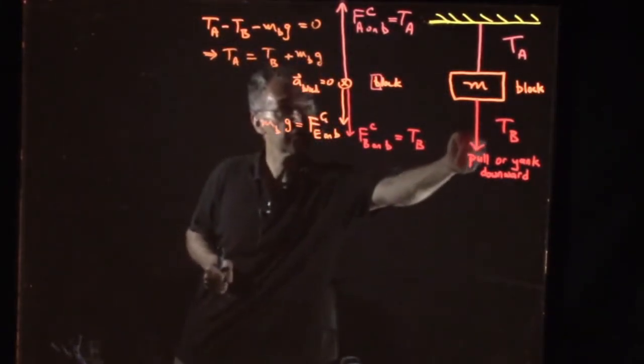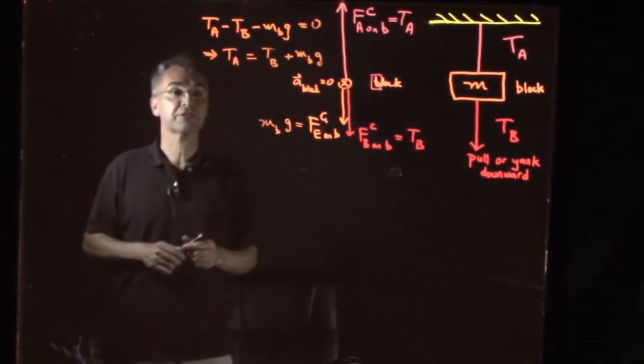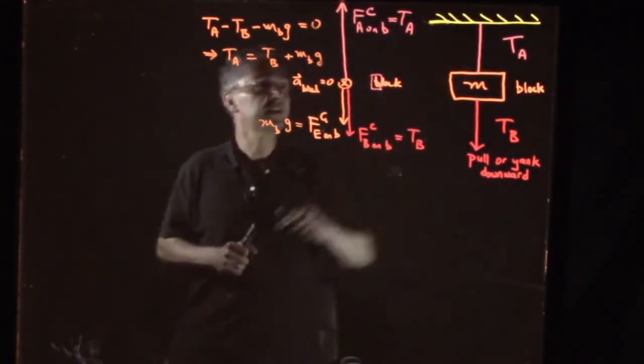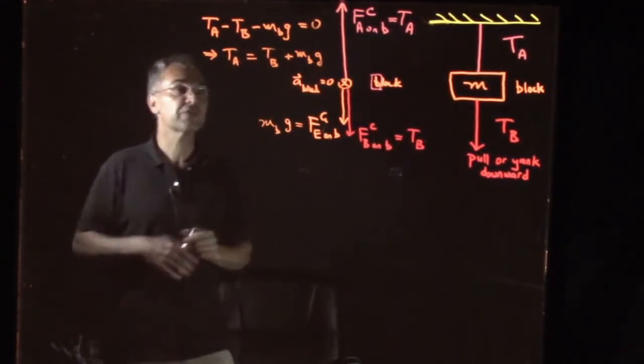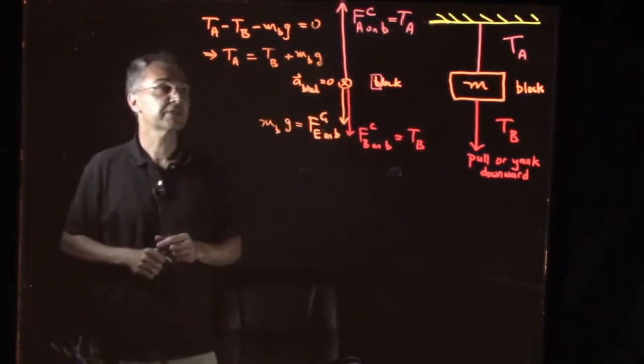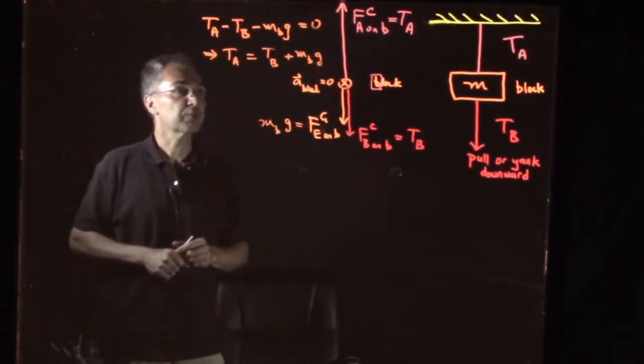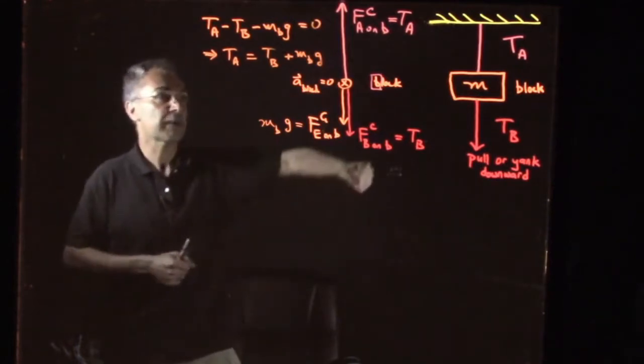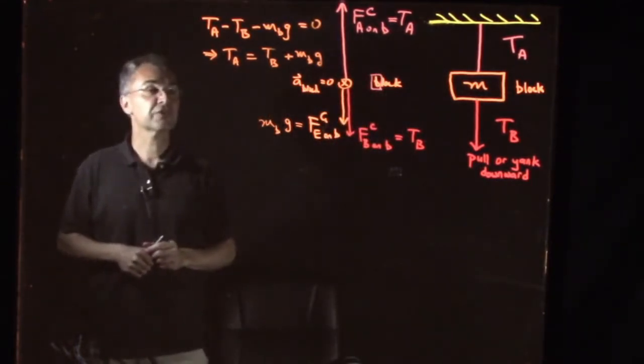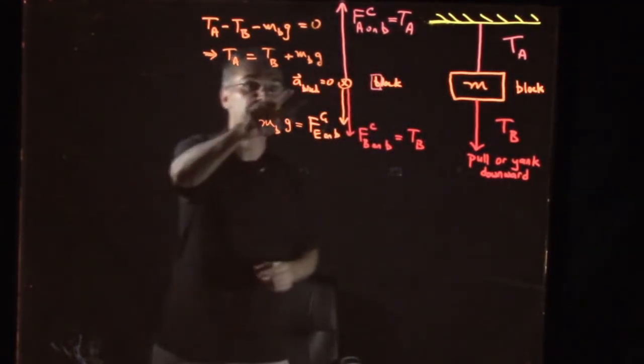So if I pull slowly enough that the acceleration of the block is negligible, then the tension in the upper string is always mg bigger than the tension in the lower string, so the upper string has to break first. Now what happens if I pull really fast? So let's challenge the assumption that the acceleration of the block is 0.